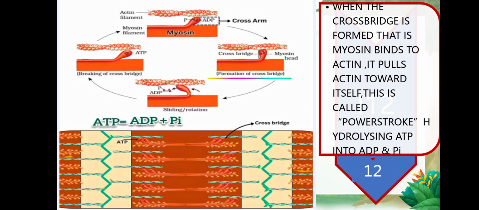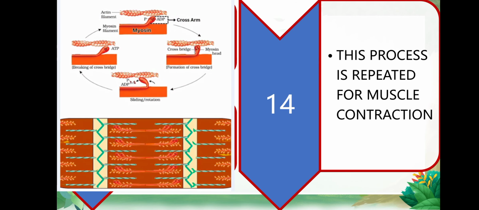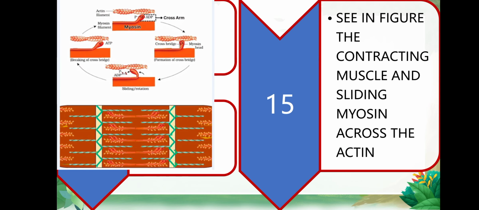That is, the myosin molecule contracts, and it slides over the actin molecule, hydrolyzing the ATP into ADP and Pi. Now as the myosin tries to relax, one more ATP comes and binds to myosin, and the power stroke is repeated, and so on and on. So this is the mechanism of muscle contraction, isn't it? This process is repeated for muscle contraction.